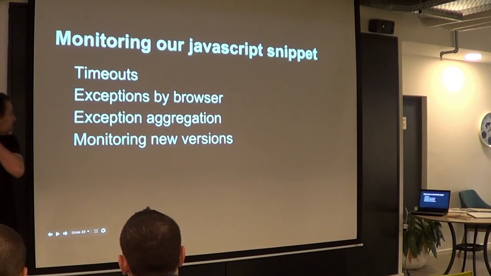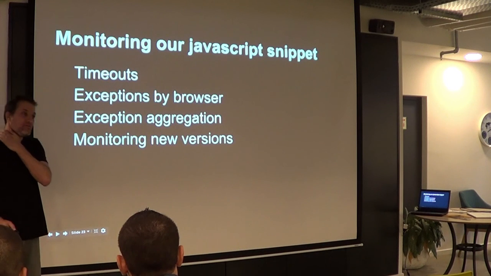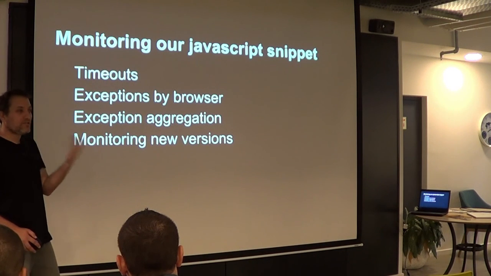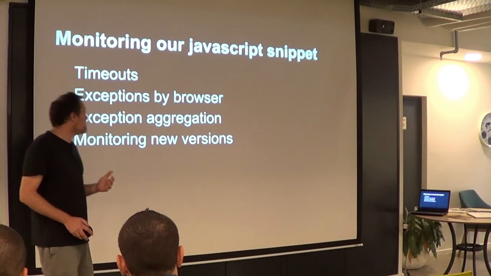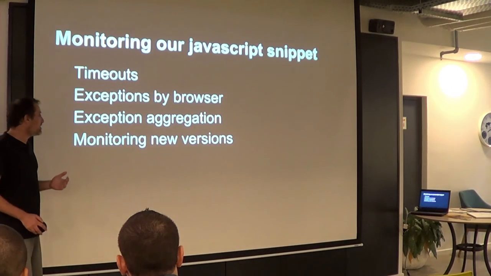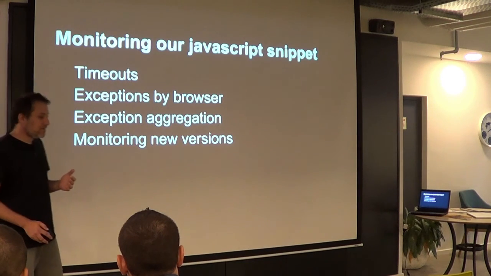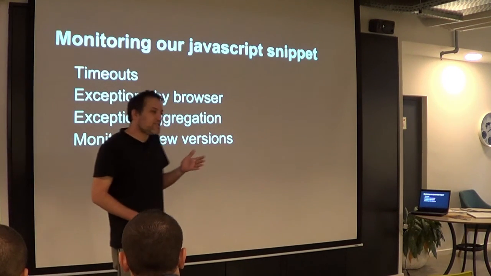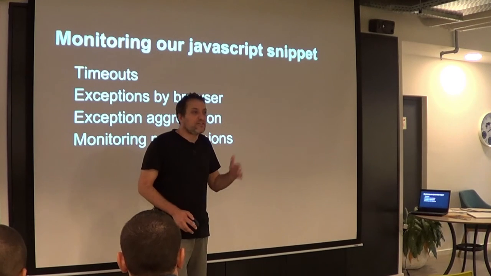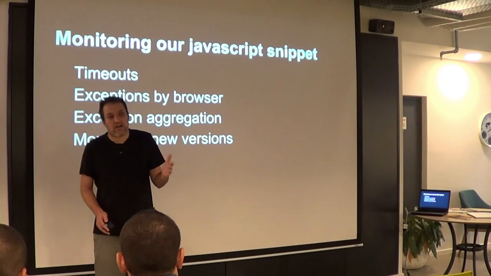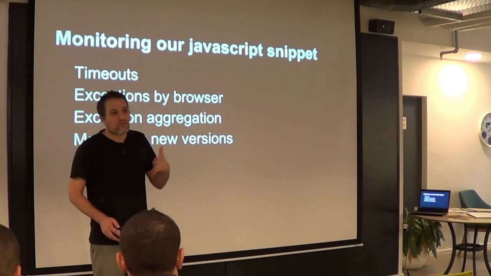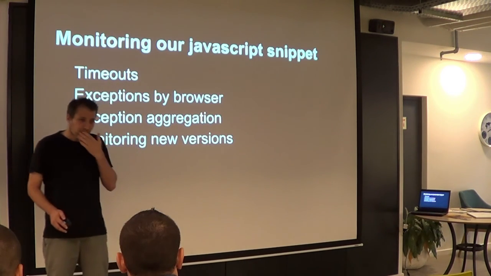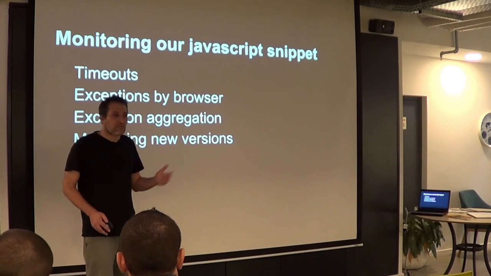So what do we monitor? We want to know about timeouts. If someone downloaded the script but didn't actually get to run the script, the page didn't load. We want to know about errors, and we want to know if it's specific to one JavaScript snippet version, only the new version, or this is some kind of merchant problem, because no matter what JavaScript snippet version we use, the problem exists.